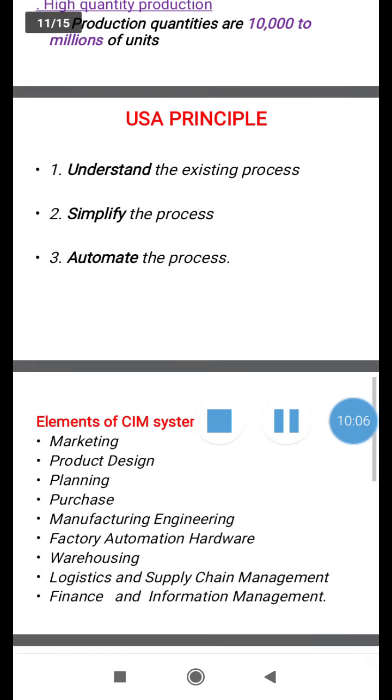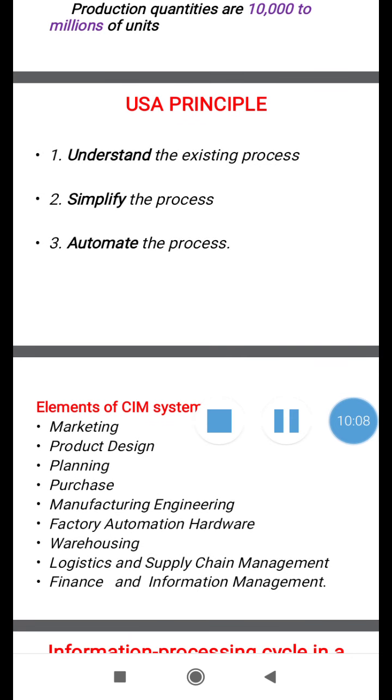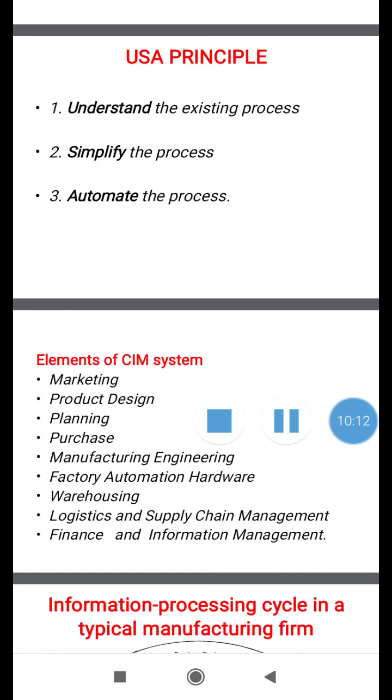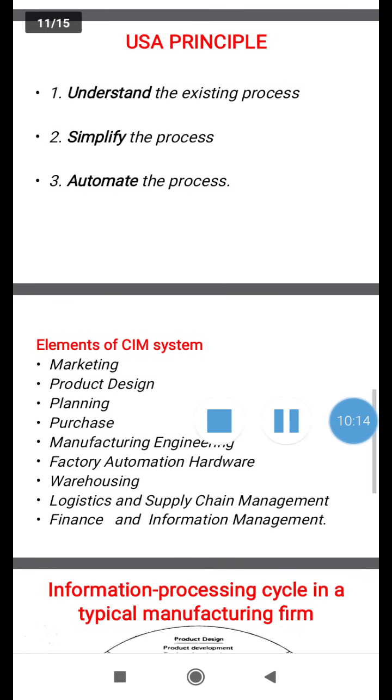Next, elements of CIM. Here a number of elements exist in the computer integrated manufacturing system. The main elements are, first one, marketing. First we are concerned with the marketing of your product. Next, product design, the details of the design of your product. Next, planning, how to plan the existing design. Next one is purchase, this one is related to marketing.